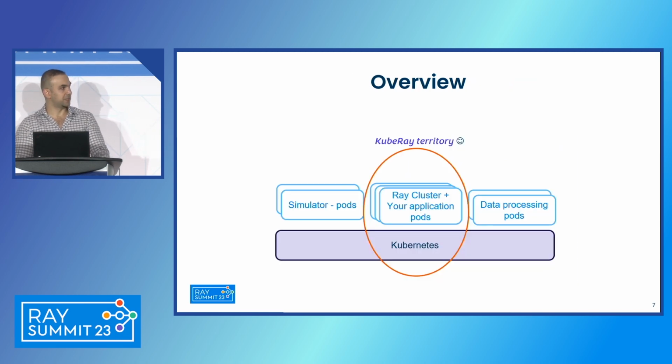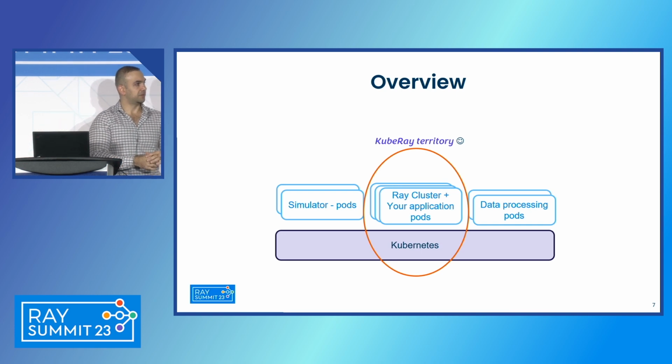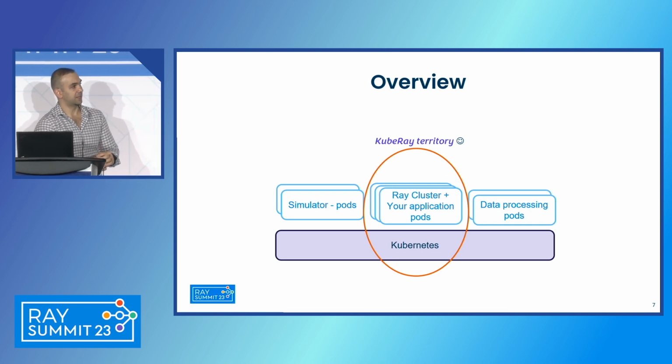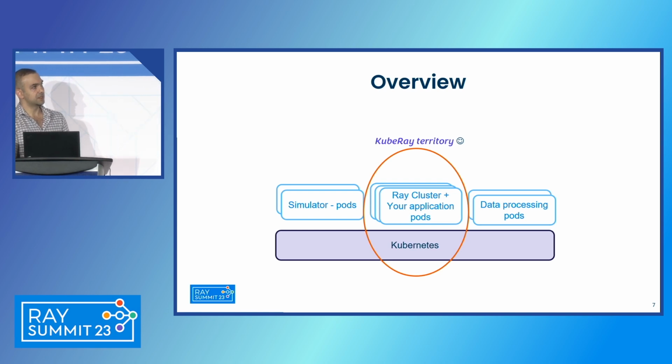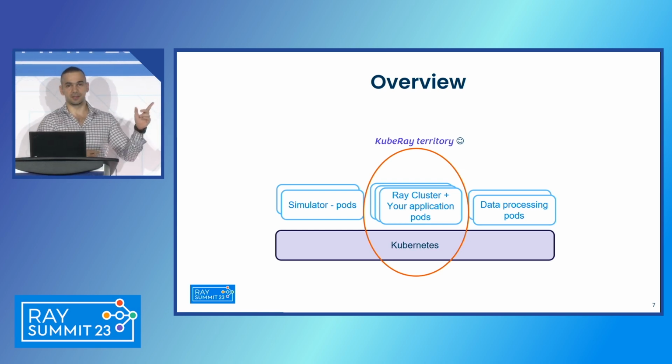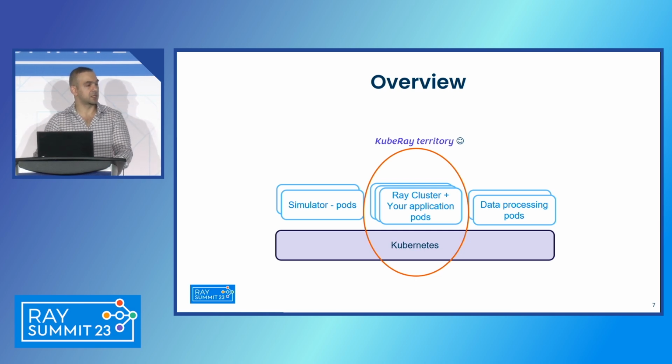Now, if we take that view and put it horizontally, you would have Kubernetes at the bottom, then your Ray cluster and your application code. And this is KubeRay territory, the one that's highlighted there. This is what KubeRay is intended and conceived to manage, your Ray cluster and your application. You would need some simulator pods, because simulators are executable. They need to run somewhere, so why not run them as pods in the same cluster? And then you're going to have some data processing pods, because if you're using a data processing engine, then that engine needs to run somewhere in order to process your data.